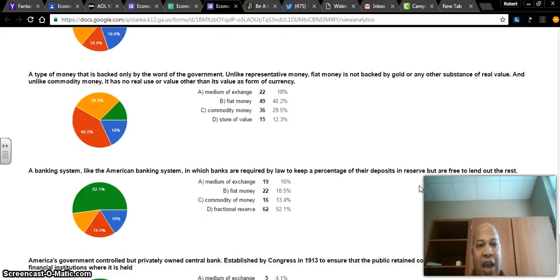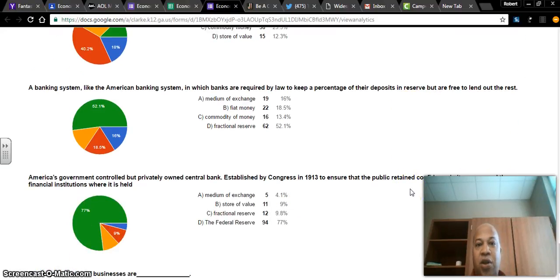A type of money that is backed by the word of the government. Again, we talked about that a little bit. I believe that is fiat money, definitely. With fiat money, you're looking around, you need to understand that. A banking system in which banks are required to keep a percentage. What's another word for percentage? A fraction, fractional reserve. Think about it, not that hard.